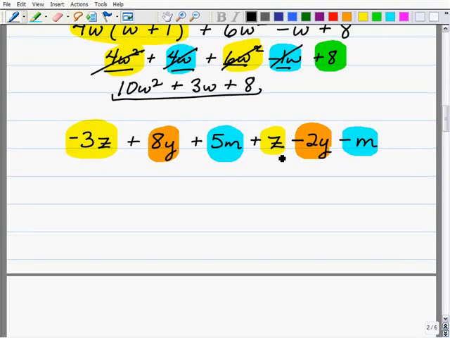Now in this case, they're all at the same power, the power of 1, so it doesn't make a difference what order you write them in. So I'm just going to go from left to right. Negative 3z plus 1z, remember there's a 1 there, it's going to be negative 2z. I can cross them out just so I can keep track of what's going on. 8y plus a negative 2y is going to be plus 6y. Cross those out. Now I have 5m plus a negative 1m. That'd be plus 4m.